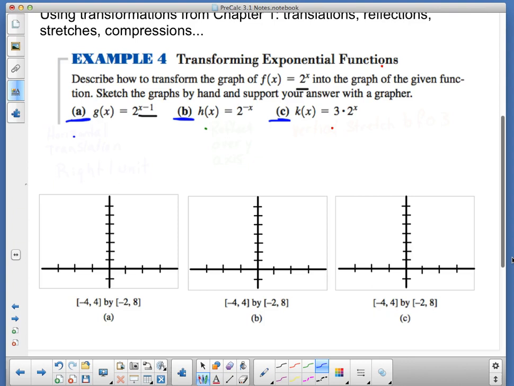What I want you to be aware of is that stuff inside, like x minus 1, that moves it 1 unit to the right, in the exponent. Stuff inside acts differently and behaves differently. It's like a reflection in b, where we got a reflection on the y-axis. So let's talk about this one thing at a time.